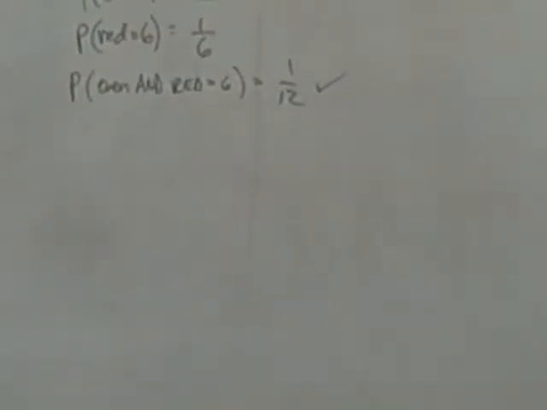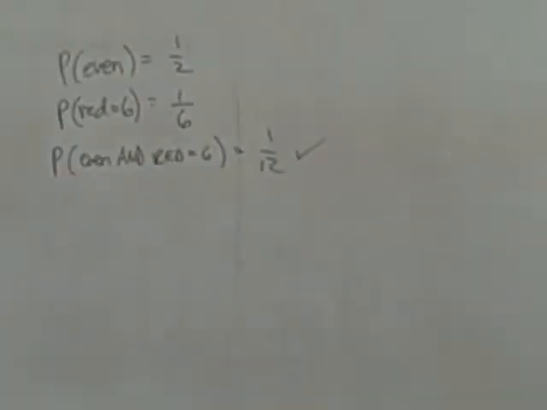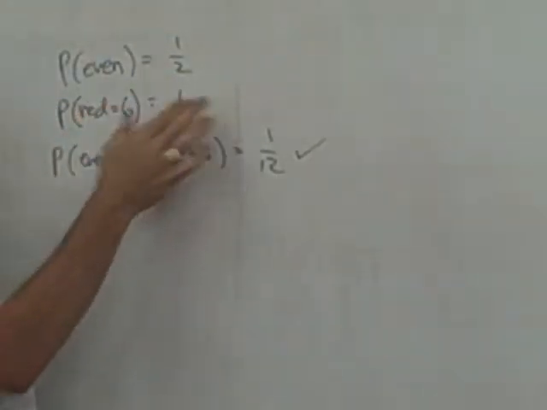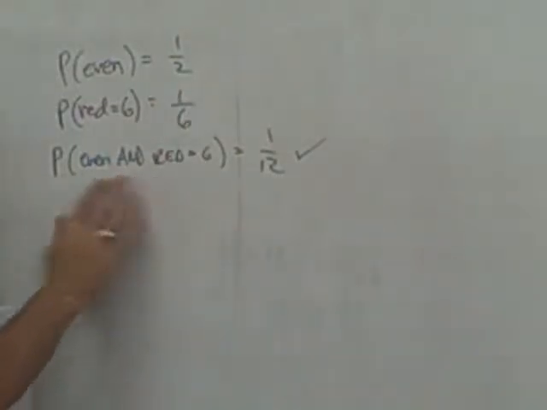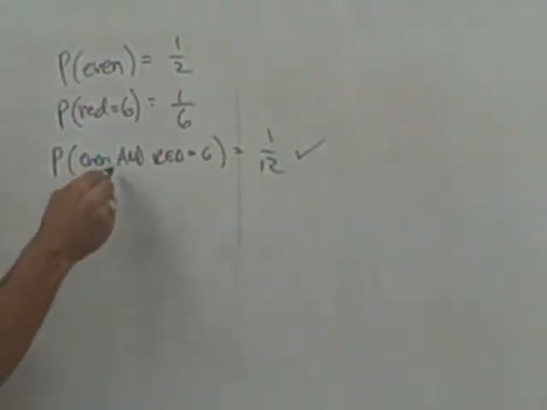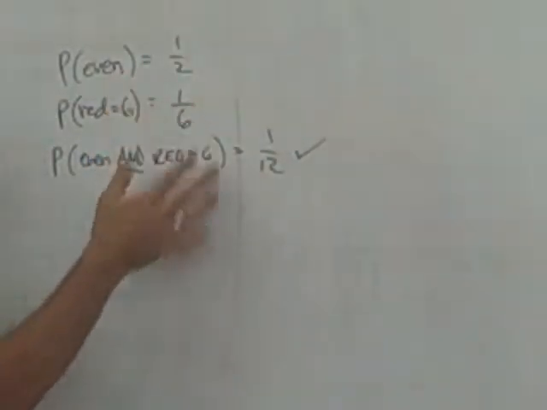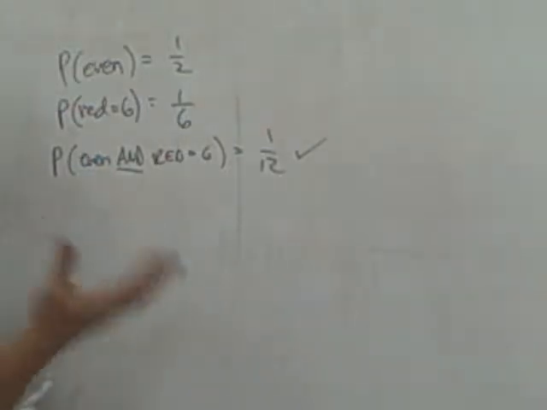Let's go over here. And let's see what we have there, is that what we found last time, the probability of getting an even number was 1/2. The probability of the red one being 6 was 1/6. The probability of both, of getting an even total and having the red one equal 6, gave us 1/12. And that showed that these two events were independent.